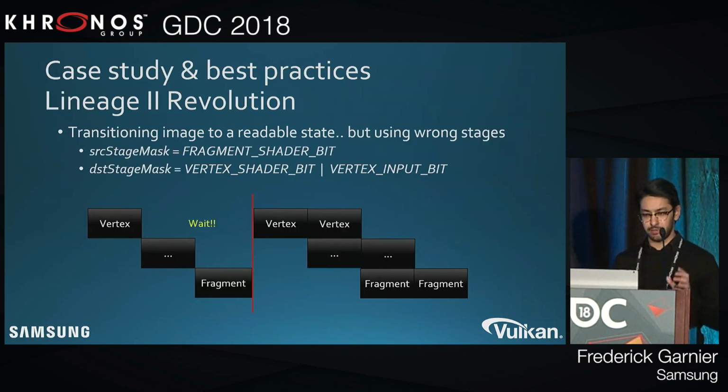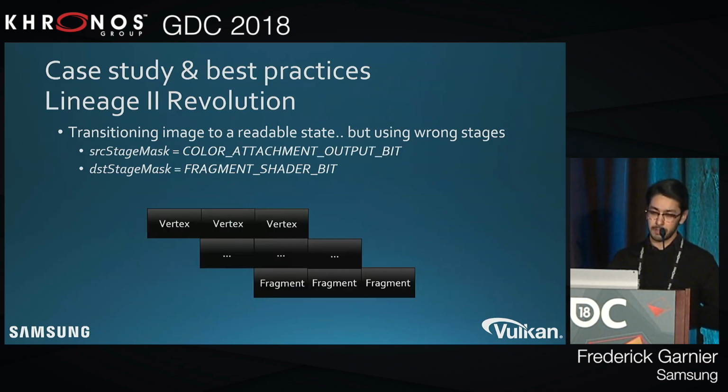OK, now that I've got that out of the way, I'll go through some of the real cases we went through with pipeline barriers. This case is for Lineage2 Revolution by Netmarble. This was a case where an image was being transitioned to a readable state for it to be sampled by the fragment shader in another pass. We noticed that they were using wrong stage masks, which basically led to some pretty bad pipeline bubbles, as we could see in some of the tools. As we fixed that, this gave us a huge boost in performance.